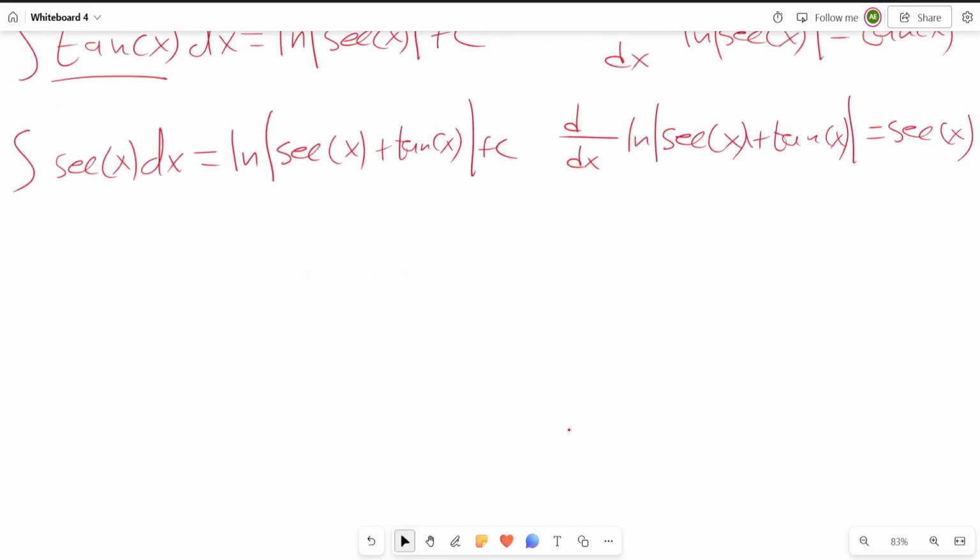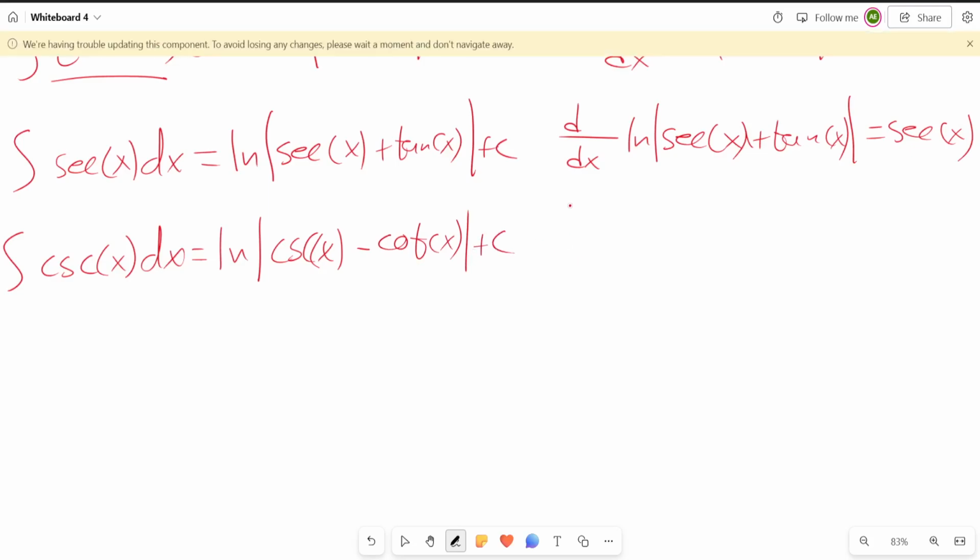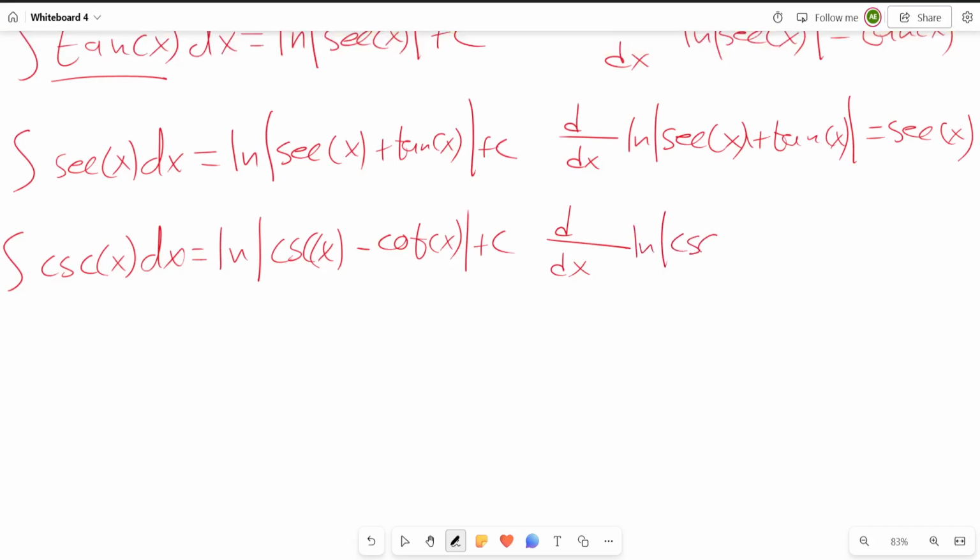Okay, continuing the trig functions, we now have the integration of cosecant of x with respect to dx. This is going to give me ln of cosecant x minus cotangent of x plus c. This means that when I differentiate what's inside, so when I differentiate ln of cosecant x minus cotangent x, this is going to give me back cosecant of x.